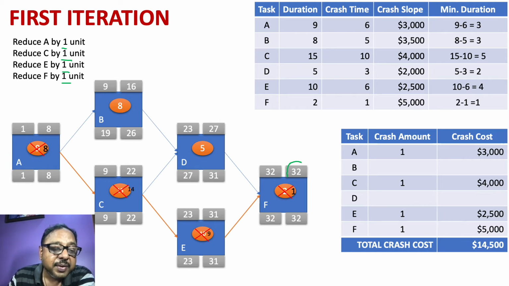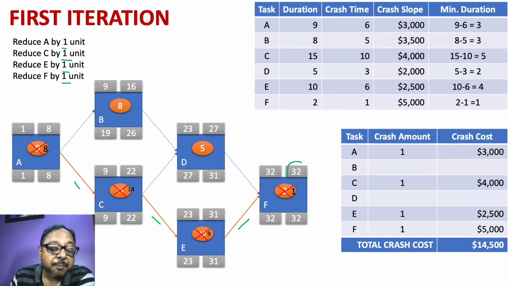Now you may ask me, why did I choose A, C, E, and F? This is because these 4 activities are lying on my critical path. You can notice here that the activities A, C, E, and F are lying on the critical path. So when we crash a project, we should always take the tasks which are on the critical path and see if we can reduce the time of these activities. We know that there is no slack on the critical path. So if we reduce the time of activities on the critical path, we will get a reduction of time of the overall project.